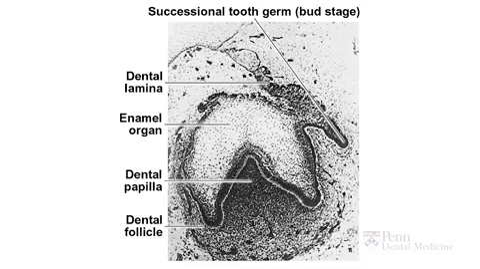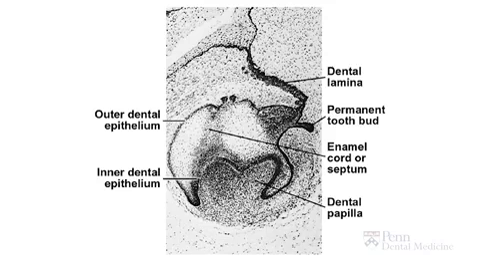Another interesting aspect of this image is that on the right-hand side, we can see a developing tooth bud. This will be a permanent tooth that replaces the primary tooth, which is currently in the bell stage of tooth development.